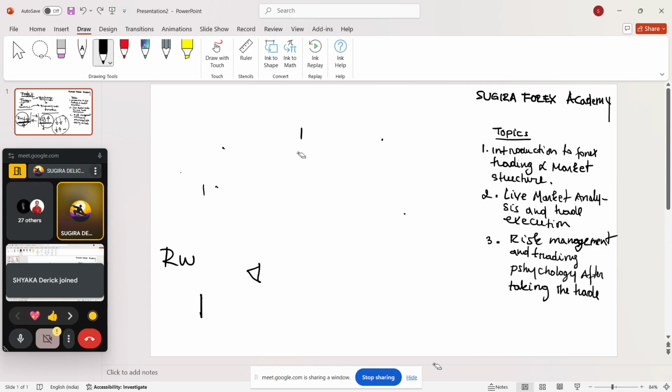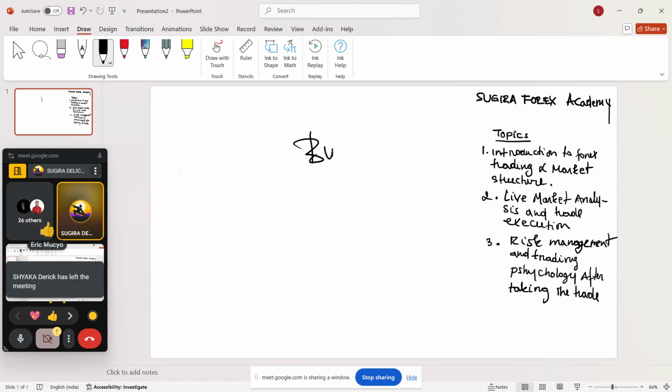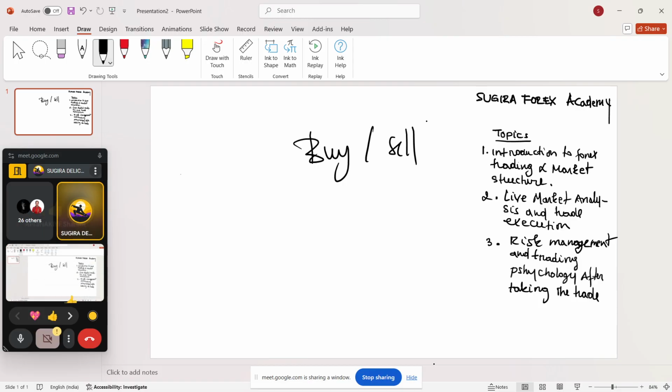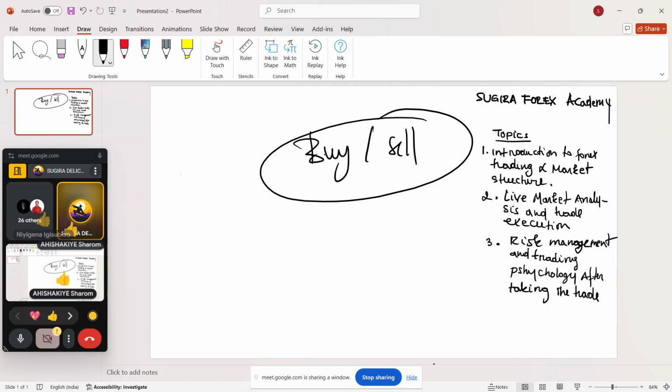Is it clear right now? From here where we are, is it clear? We either have the options of buy or sell. It's clear, right? Buy or sell. So now we want to know, how do we know that we're gonna buy or we're gonna sell? How will we know?